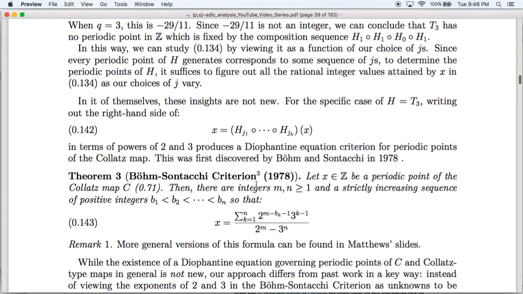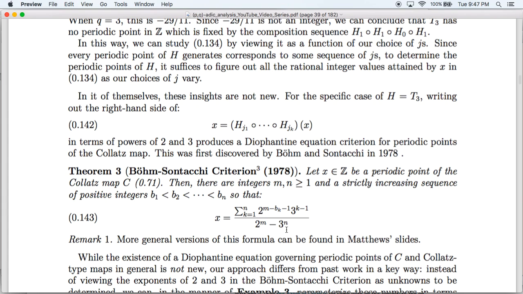I like to call this result the Böhm-Sontacchi criterion. That's my own terminology. So let x be a periodic point of the Collatz map. That means not the shortened map, just the original OG Collatz map. Then there are integers m, n greater than or equal to 1 and a strictly increasing sequence of positive integers b1, b2, etc. so that x is equal to this sum over 2 to the m minus 3 to the n. More general versions of this formula can be found on K.R. Matthews' slides.